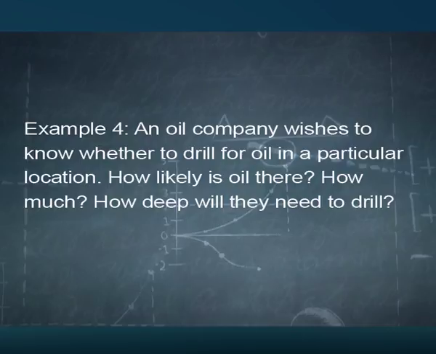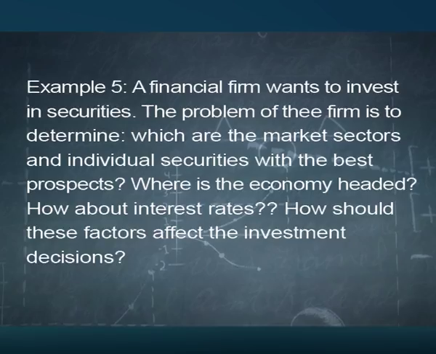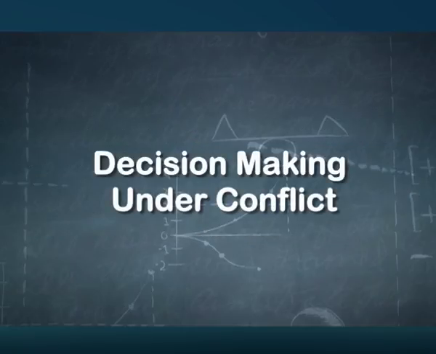Next example. A financial firm wants to invest in securities. The problem of the firm is to determine which are the market sectors and individual securities with the best prospects. Where is the economy headed? How about the interest rates? How should these factors affect the investment decisions? So again, these are the problems you'll be facing. Now we'll see the third type.